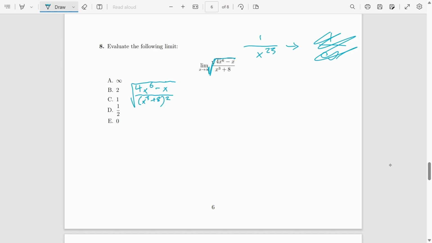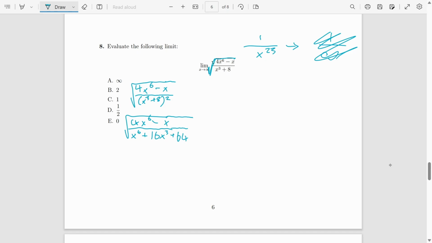Okay, and then let's expand the denominator. So 4x to the 6 minus x all over, let's see, x cubed squared is x to the 6, plus 8x cubed plus 8x cubed, which is 16x cubed, plus 8 squared, which is 64.